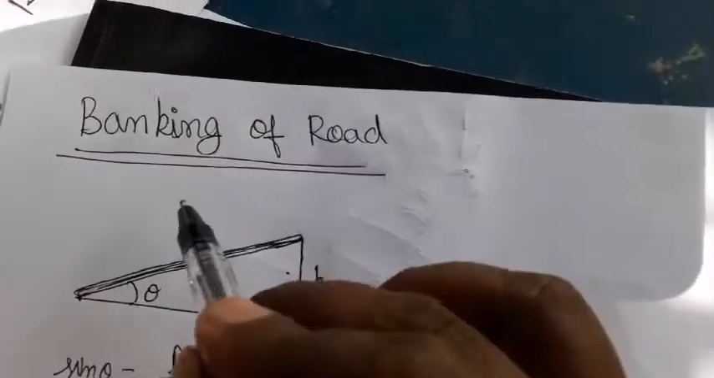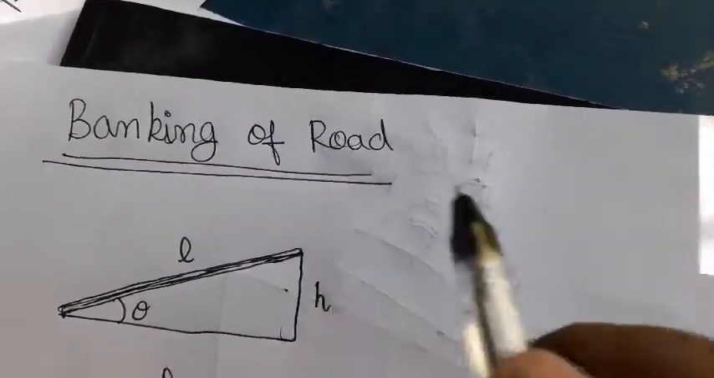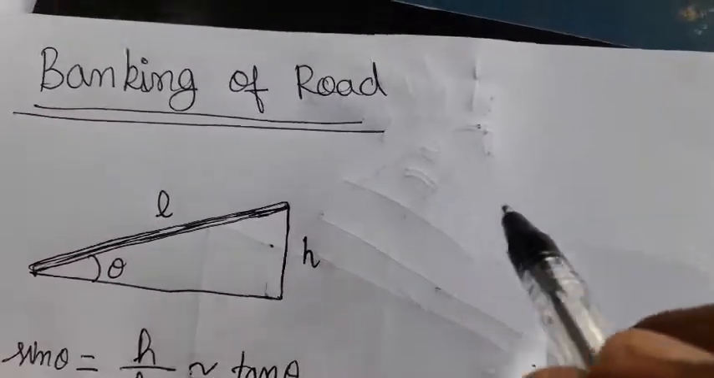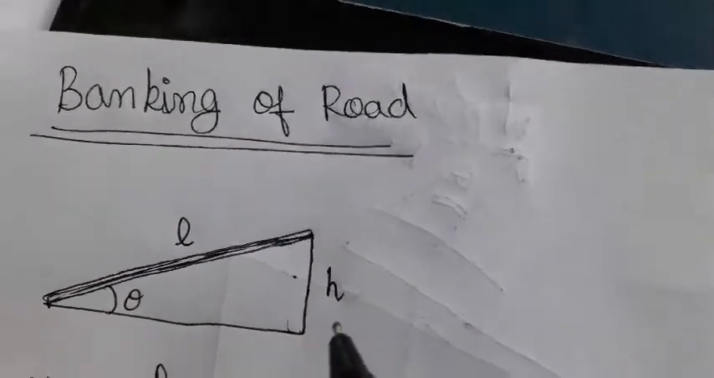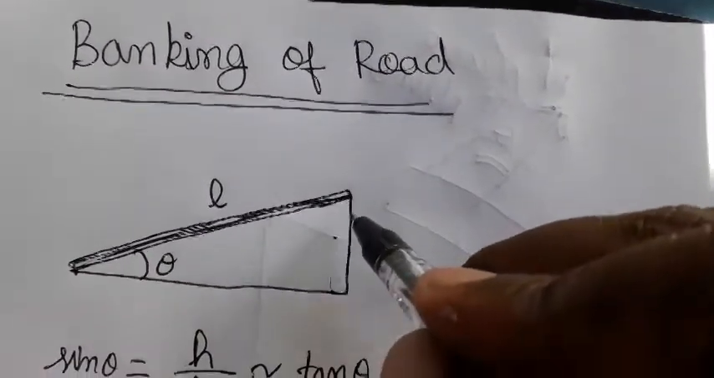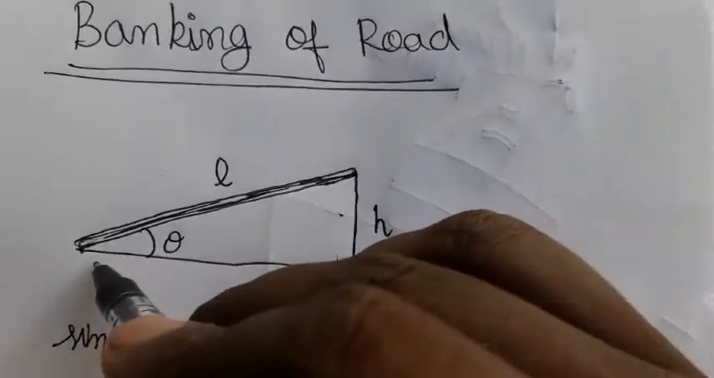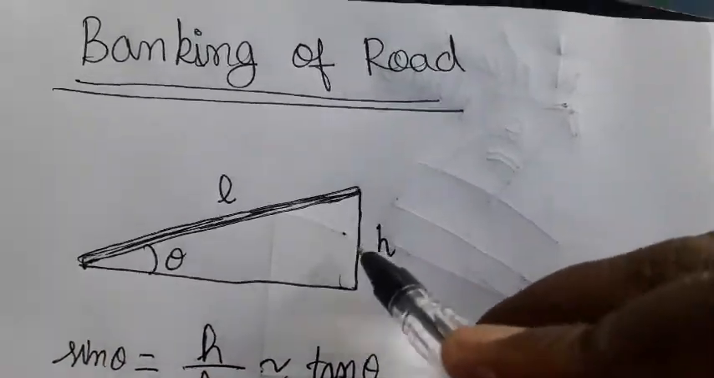Today we are going to learn what is the banking of the road. Banking of the road is especially at a turning place when the car is taking a turn. So the outer road will be a little higher than the inner road. The outer edge of the road will be raised some height.